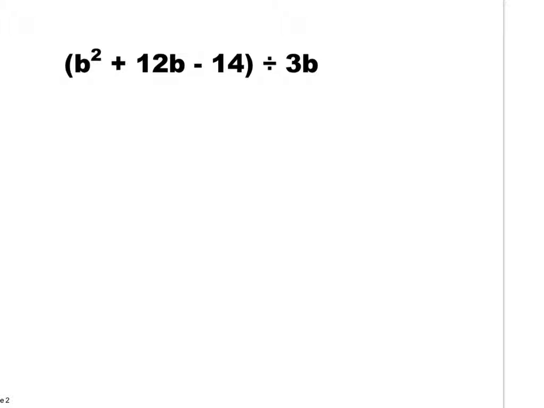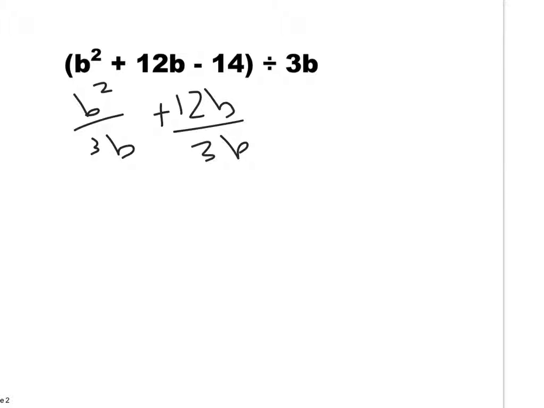Here you've got b squared plus 12b minus 14 divided by 3b. So I'm just going to take each one and divide it by 3b. So I've got b squared over 3b, 12b divided by 3b, and negative 14 divided by 3b. Because I've already done that first step, I don't have to rewrite it over 3b. Out of b squared and b, I can take out a b. There's nothing else I can do, so I have b over 3 here.